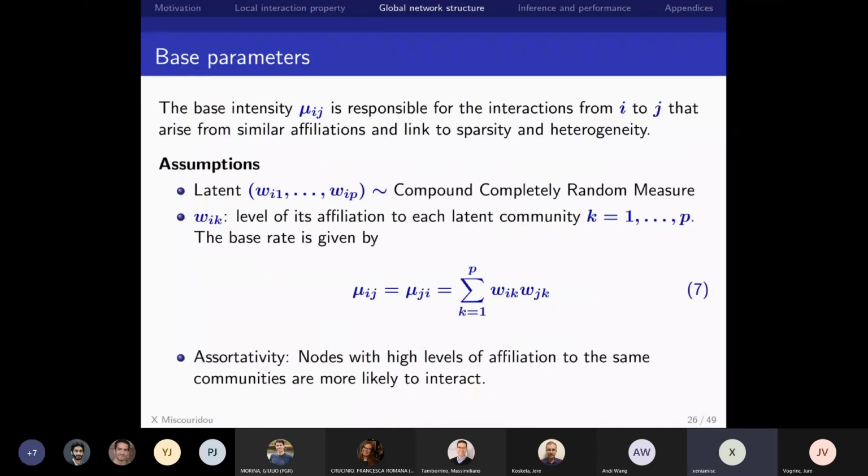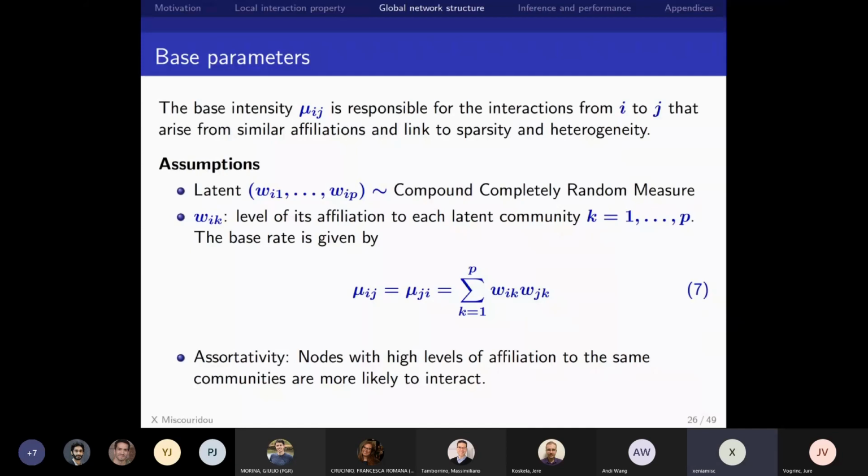Now, I don't really want to get into the details of this mu ij component here, apart from saying that mu ij is the part responsible for the interactions from i to j, and it has to do with all these properties of sparsity and heterogeneity and so on. And in order to bring some more Bayesian nonparametric flavor in here, I need to say that these mu ijs are essentially the dot product of two vectors that are realizations of compound completely random measures.